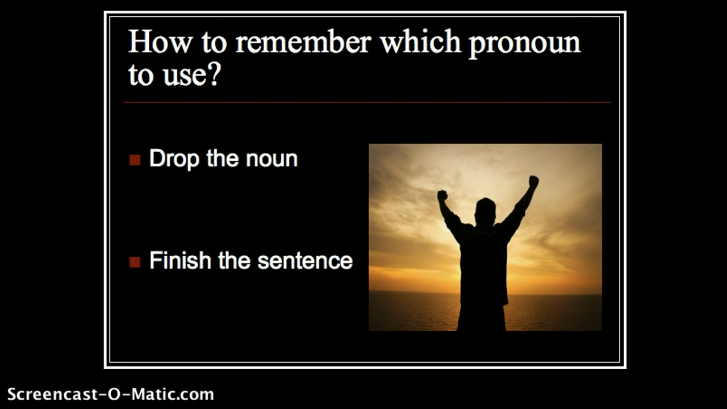The other type of sentence, the comparison sentence, needs a different strategy. For that, you complete the sentence and complete the comparison. So, for instance, he is as tall as me is not correct, because if you complete the sentence, you would say, he is as tall as me is tall. Therefore, the correct sentence would read, he is as tall as I. If you finish that comparison, it would say, he is as tall as I am.